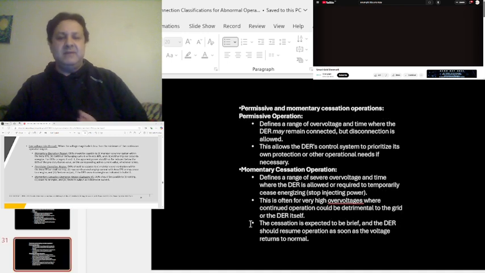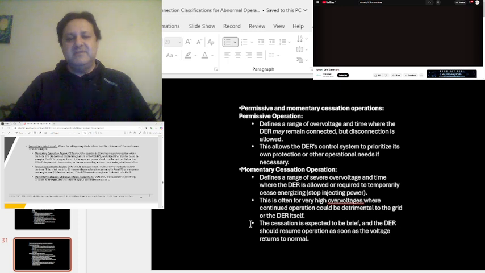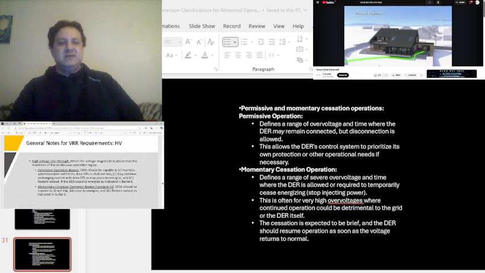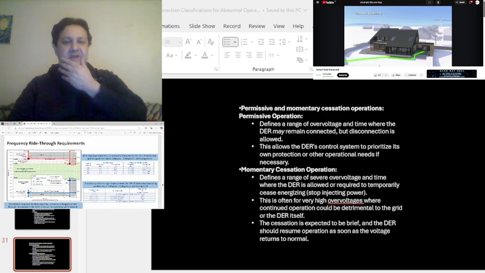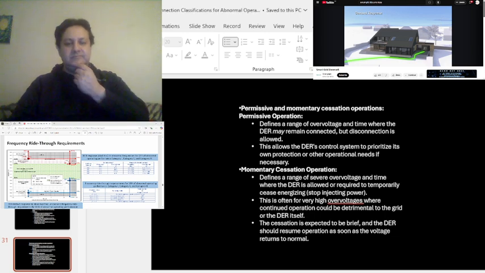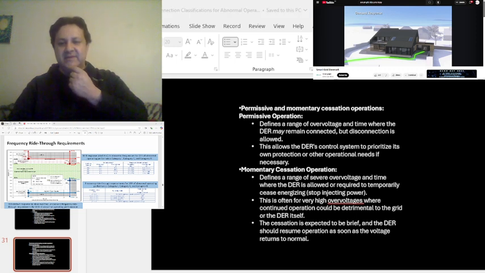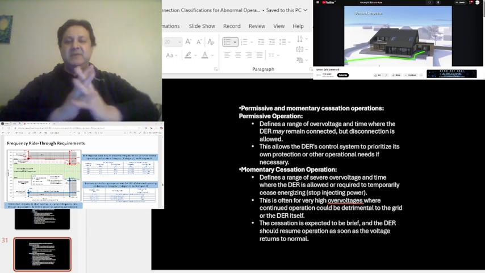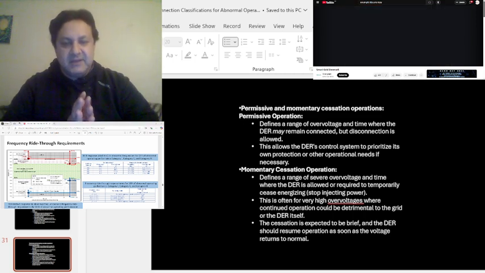So I really want to move quickly towards the frequency, and let me move on to this one as well. High voltage almost covered. Now I will be moving on to the frequency. So let me check if I'm having the proper recording. Yes. Okay, so now permissive and momentary cessation operation.